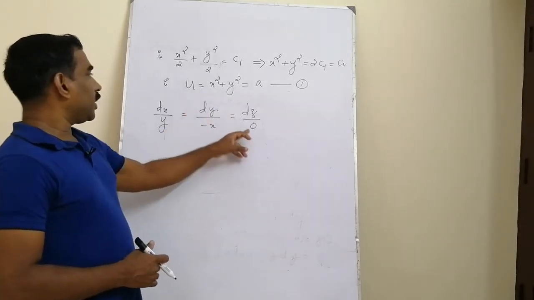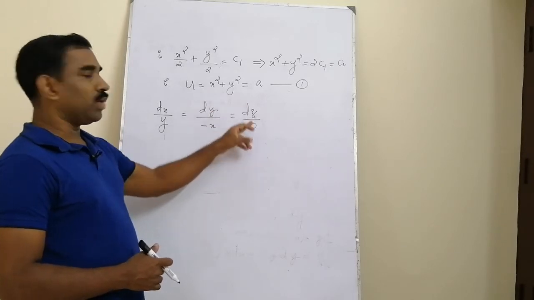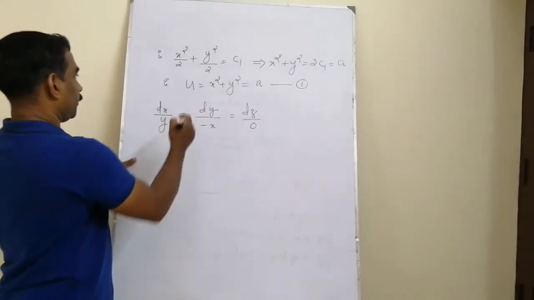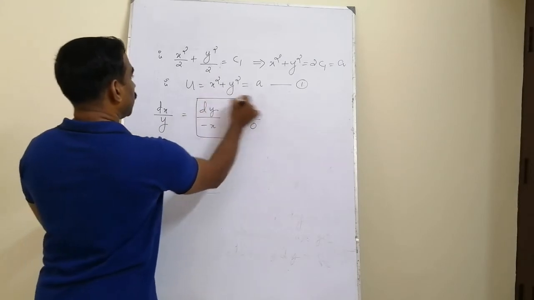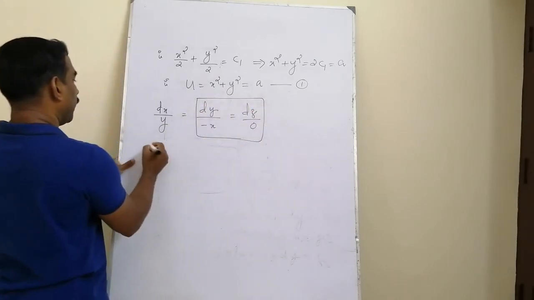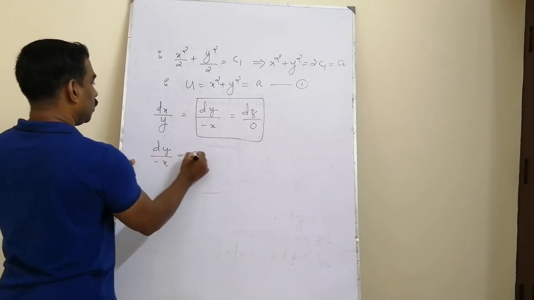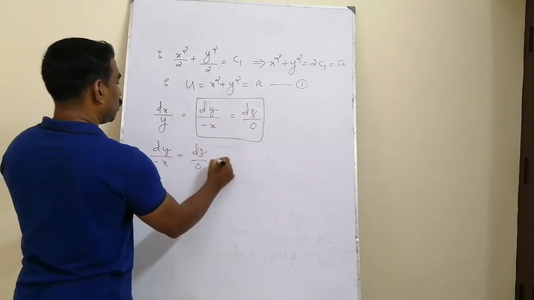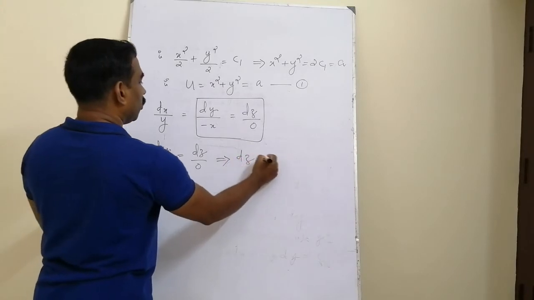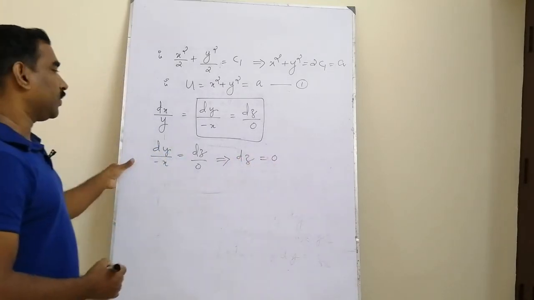Now comparing the second and third ratios, dy by minus x is equal to dz by 0. So we take the second and third ratio part. That implies dy by minus x is equal to dz by 0. This one, cross multiplication, implies dz equal to 0. A simple differential equation.